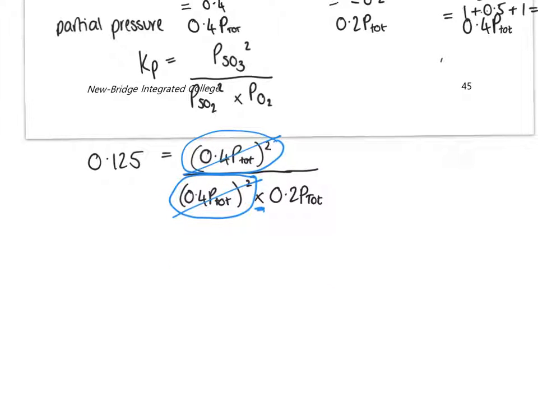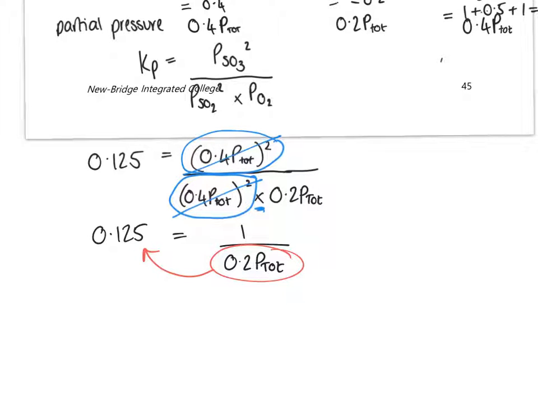Once we cancel those out, we end up with 0.125 equal to 1 over 0.2 P total, because I've cancelled those other factors. At this stage, it's a case of cross multiplying and bringing this over to the other side of the equation. It's divided on the right hand side, so when I bring it over it's multiplied, and it becomes 0.125 multiplied by 0.2 P total, which is equal to 1.